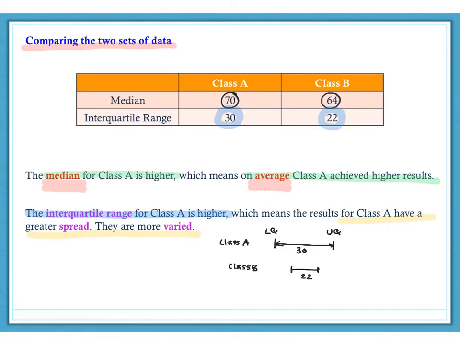So that means that their data has a lower spread. Now, these are not accurate diagrams. These are just quick sketches that think about the concept. A gap of 30 is bigger than a gap of 22, and a gap of 22 indicates that there is less variation, or the values are closer together within the central 50% of the data. We will be looking at a more accurate diagram to represent these results a little bit later on.